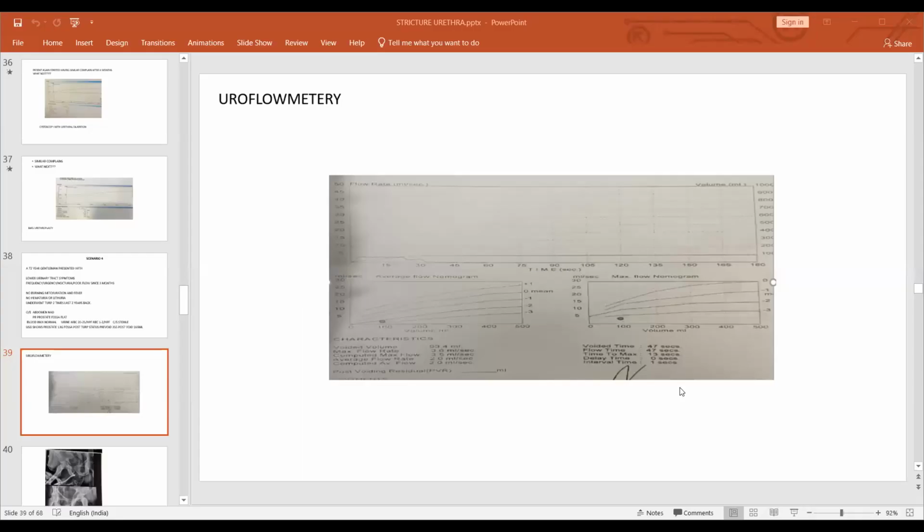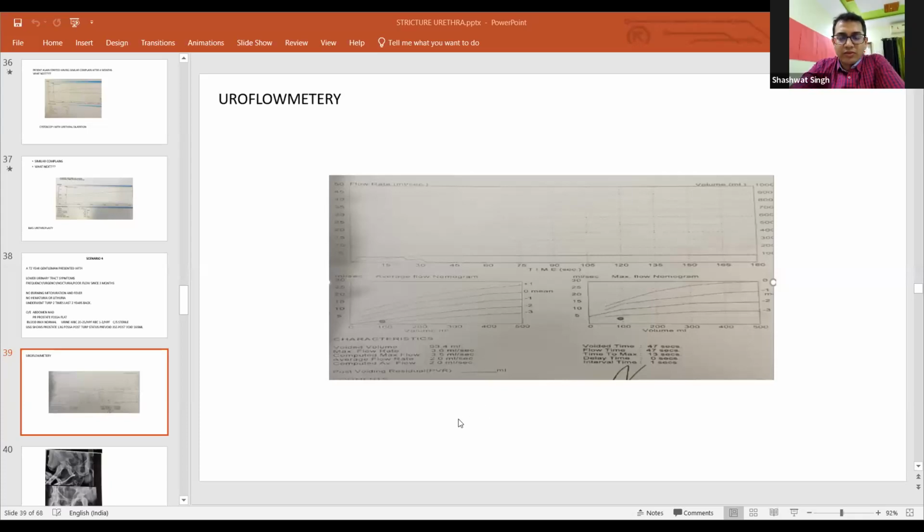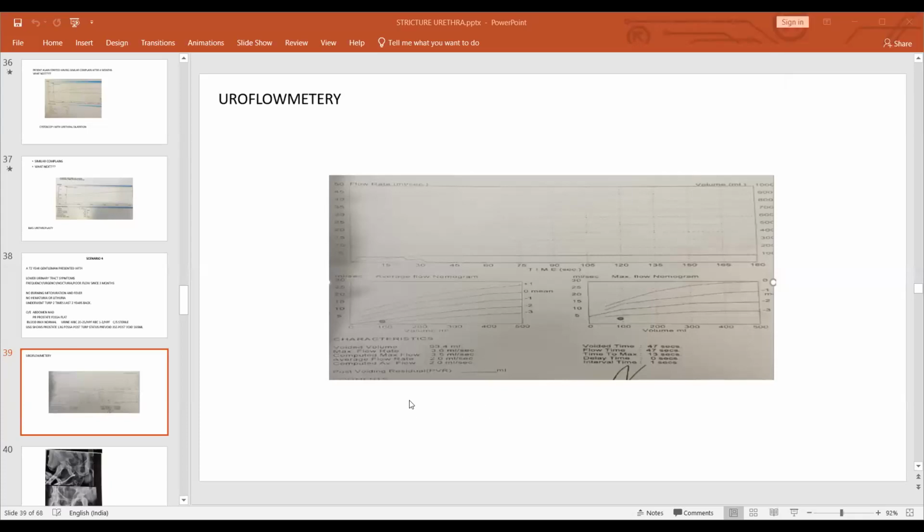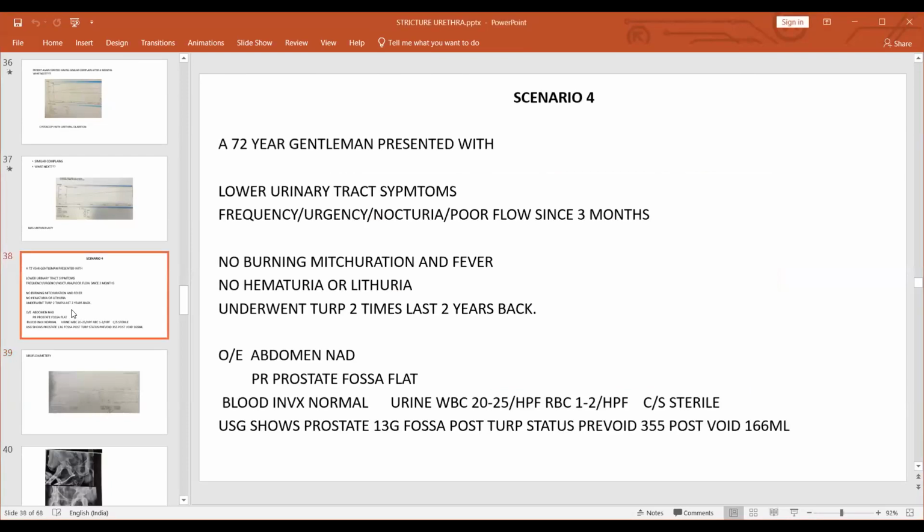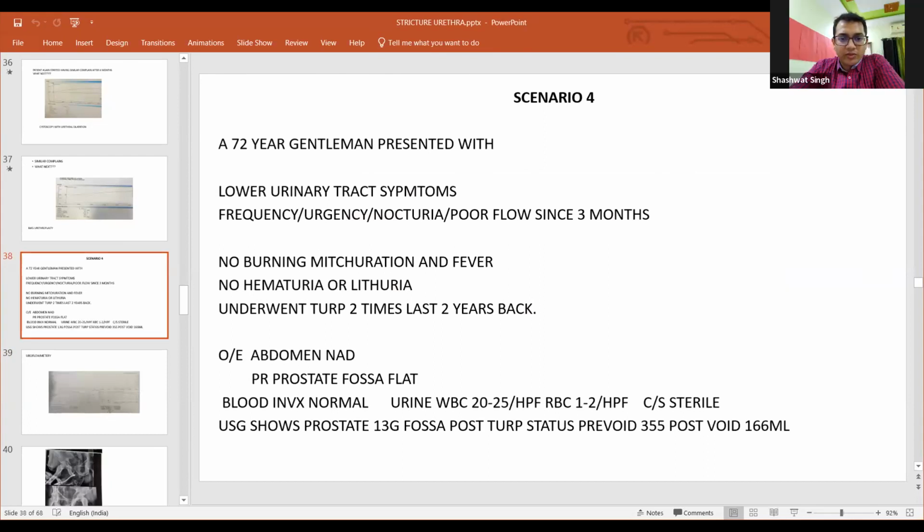Okay, anyway, Sashwat, this patient's history is that he has undergone TURP two times. Yes, sir. Fine. And he now has a similar history again, difficulty in passing urine. He has got infection.